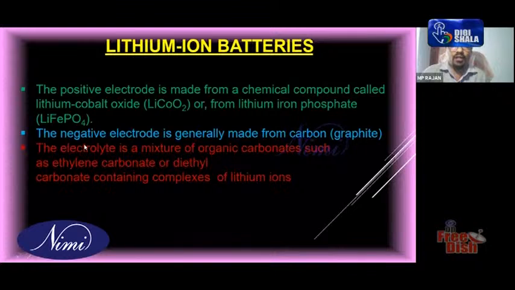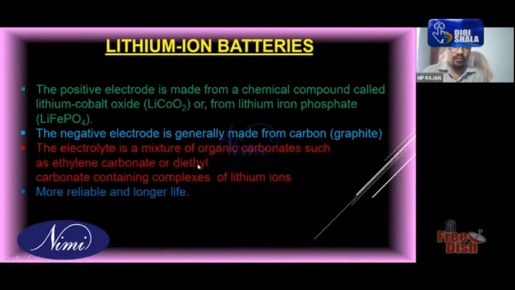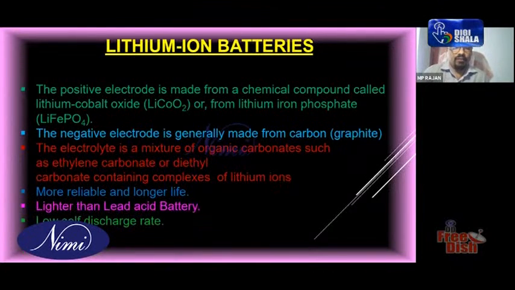So you can see the materials used in the lithium ion battery are entirely different from our conventional lead acid battery. Those are all metals, and the electrolyte is also not acidic. So it is more reliable and has a longer life. So you can have a longer life, it does not go bad quickly. The number of cycles of lithium ion batteries is far better than the conventional lead acid battery. And it is lighter than the lead acid battery.